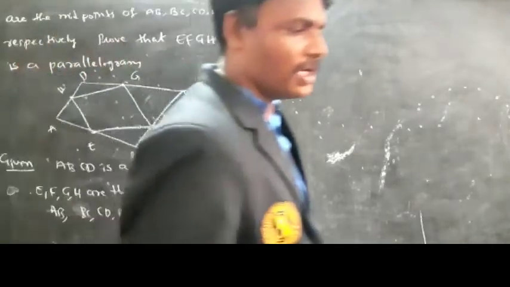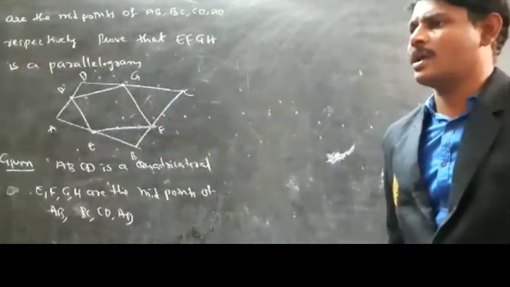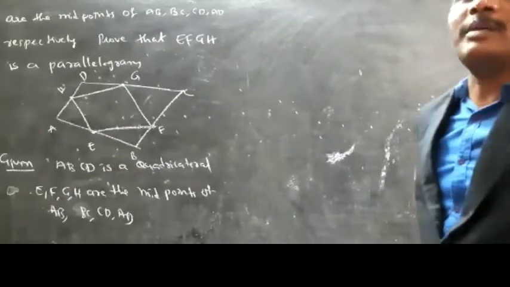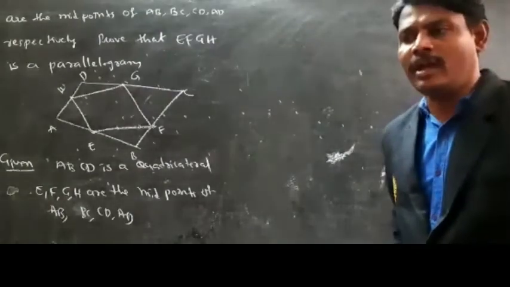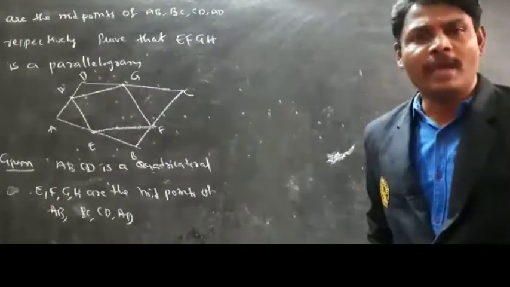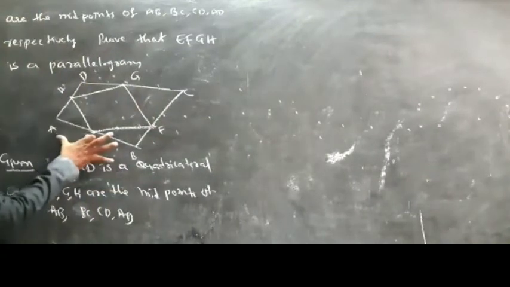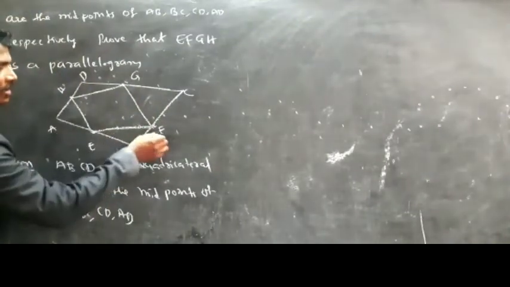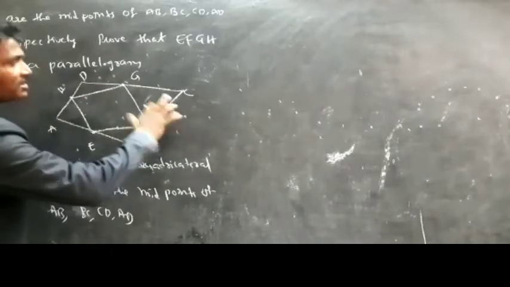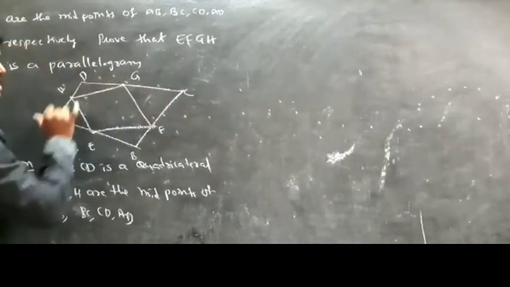Respectively, you have to prove that EFGH is a parallelogram. It means if the midpoints of a quadrilateral are joined, they form a parallelogram. You have to prove that. Here I took ABCD as a quadrilateral. E is a midpoint of AB, F is a midpoint of BC, G is a midpoint of CD, and H is a midpoint of AD.